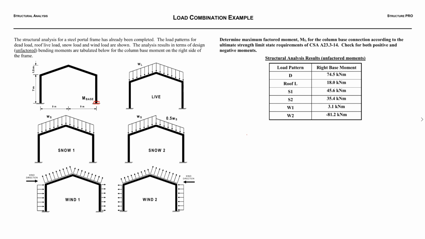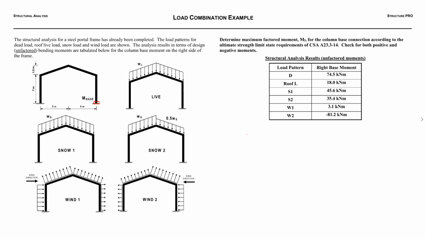We have load patterns for dead, roof live load, snow load, and wind load. We're told that these are unfactored bending moments for the column base moment on the right side of the frame. So the numbers in this table on the right are the values from the structural analysis, probably performed in SAP 2000 or some kind of structural analysis program.